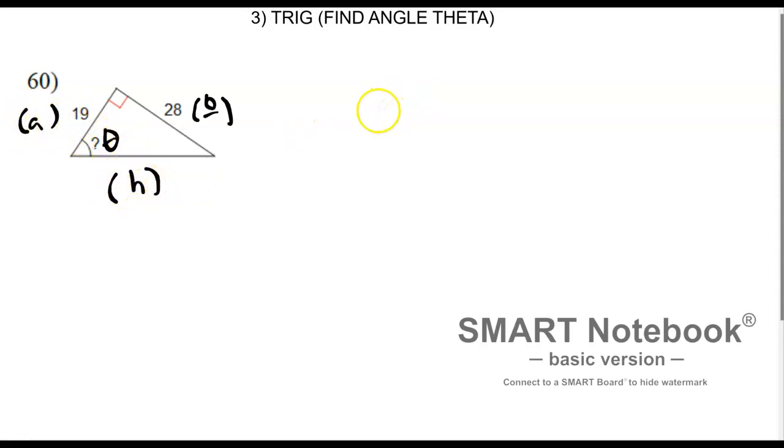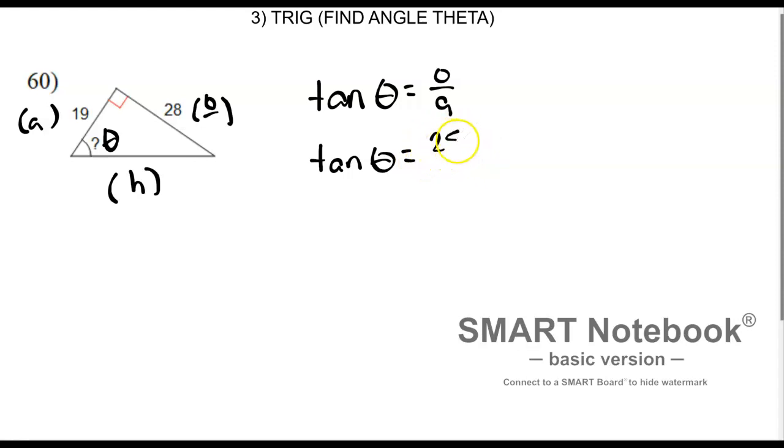Step two is to identify the trigonometry. So I've got theta, adjacent, and opposite. Sounds like tangent. Tangent. You can't just write tangent, guys. You're taking tangent of something, so tangent theta. And SOHCAHTOA is opposite over adjacent. So step three is to substitute. So we're going to go tangent theta equals opposite, which is 28, over adjacent, 19.